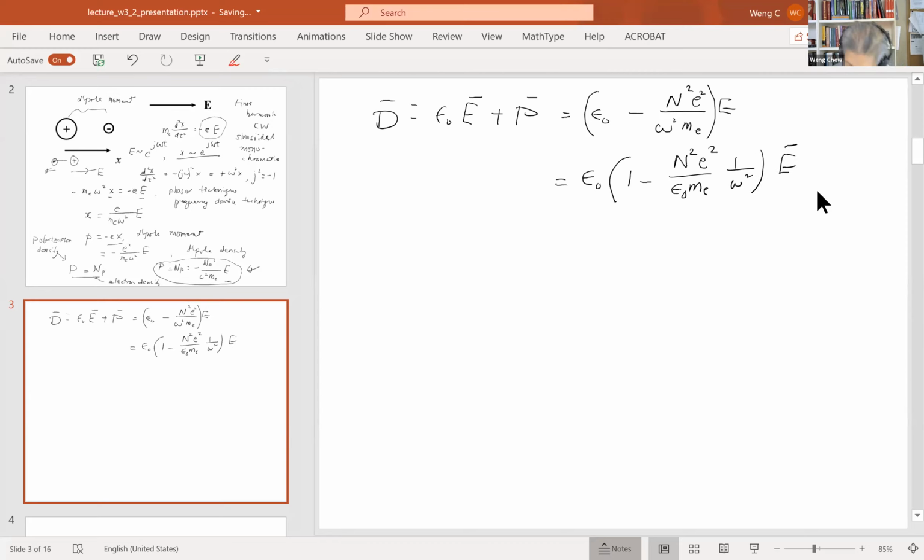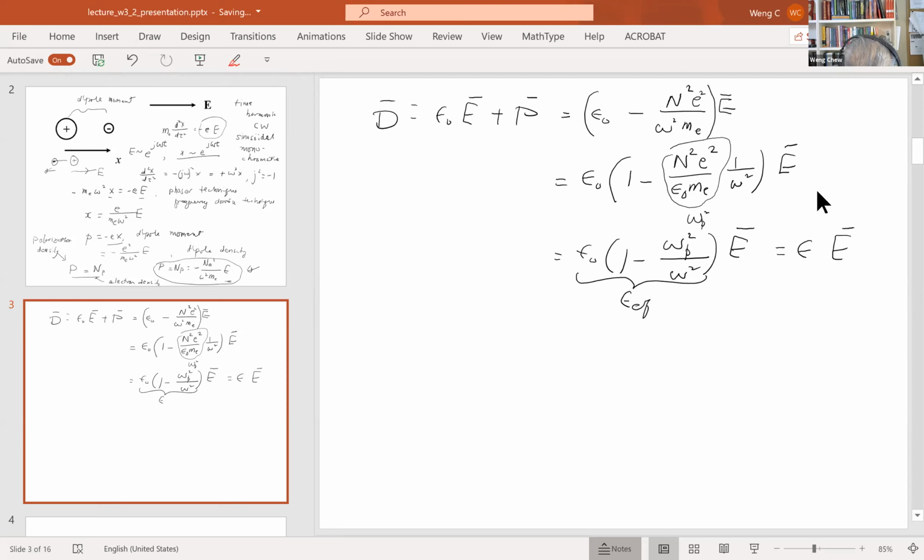I'm just rewriting terms in a fashion that I separate out the omega square, and I will call this omega p square. I just define this big constant by a new name, and then I will have 1 minus omega p square over omega square e. So this is essentially that, and this is our new effective permittivity. The effective permittivity is now epsilon naught (1 minus omega p square over omega square).